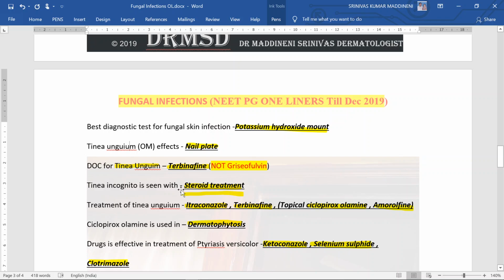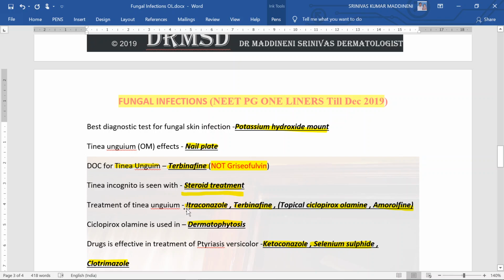Tinea incognito is seen with steroid treatment. Remember, anytime incognito is given, it literally means not cognizable. That means we cannot understand what the disease is because of the steroid abuse. There will be clinically no clue by which we can make a proper diagnosis, because steroid has modified the already involved pathogenesis or whatever may be the condition. If it is related to tinea cruris, then we'll call it tinea incognita.